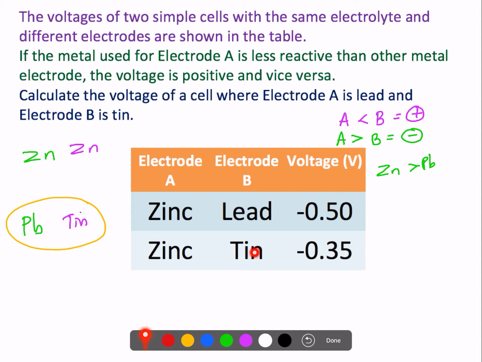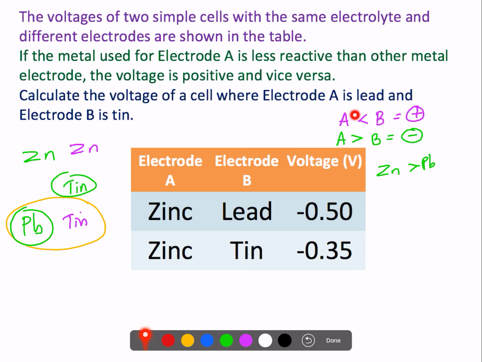So therefore tin is closer to zinc than lead is. So tin is actually a bit more reactive than lead. Now, the question says, calculate the voltage where electrode A is lead and B is tin. We just said tin is more reactive than lead. And if tin is B and B is more reactive than A, that means the final answer is going to be positive.